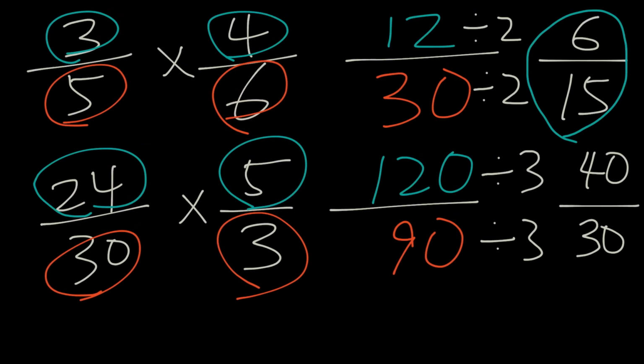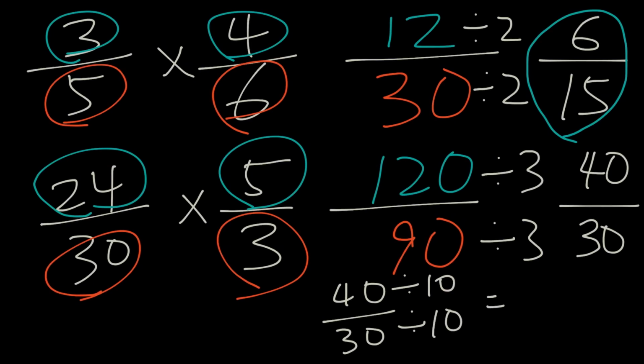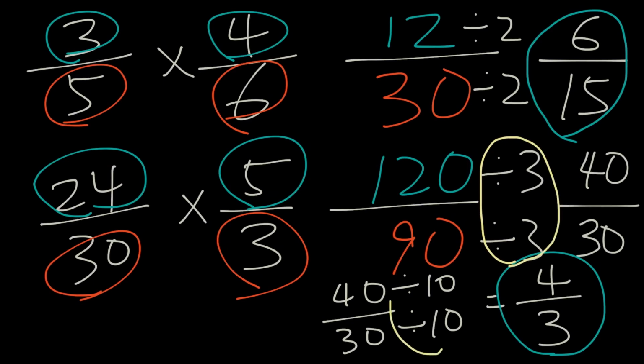Wait a minute. Now we can see the top and the bottom can both divide by 10. So let's do that again. So our final answer is 4 over 3. Looking at this example, we see that we simplify it quite a few times. So a good way would be to simplify before multiplying. So we're going to try an example where we simplify before multiplying.